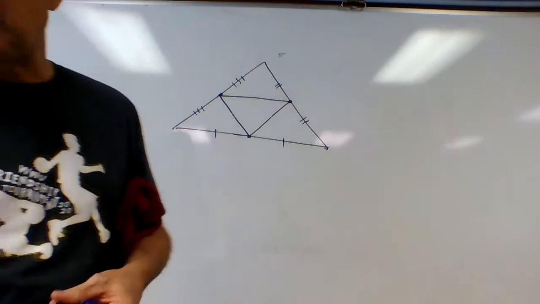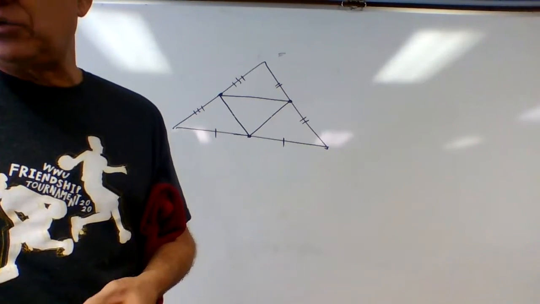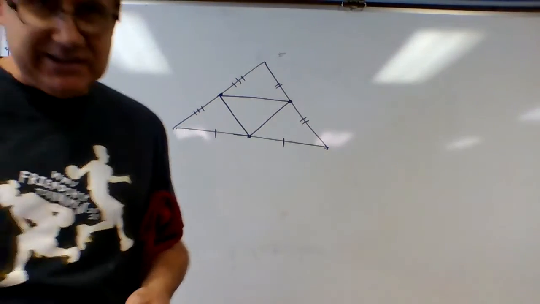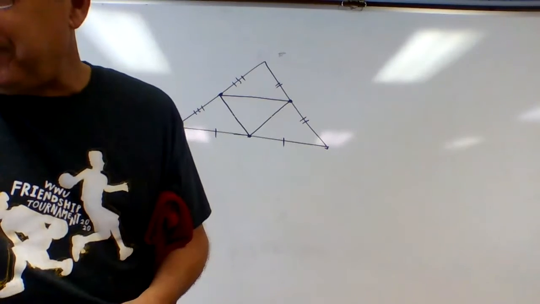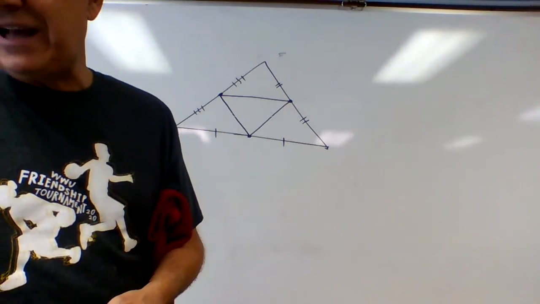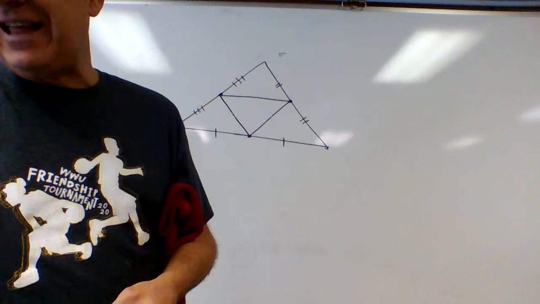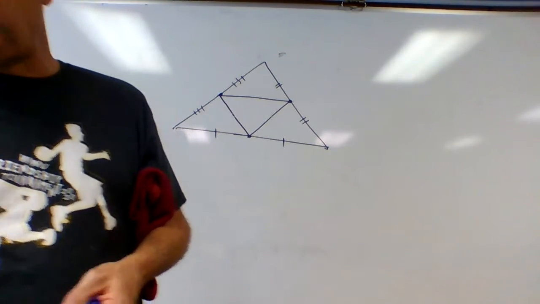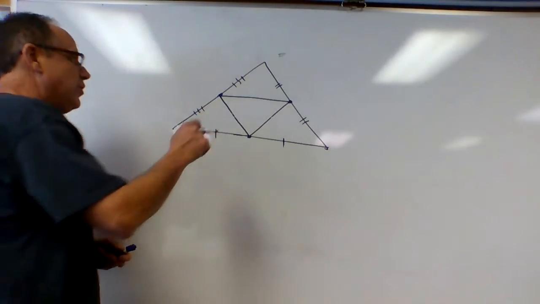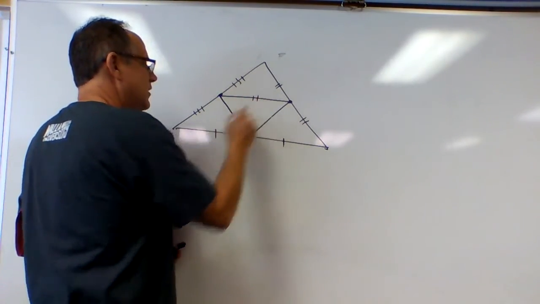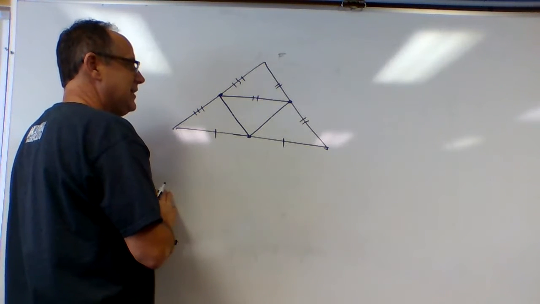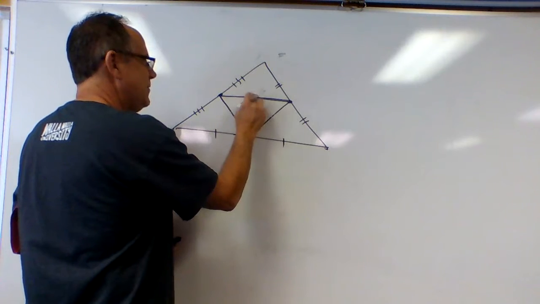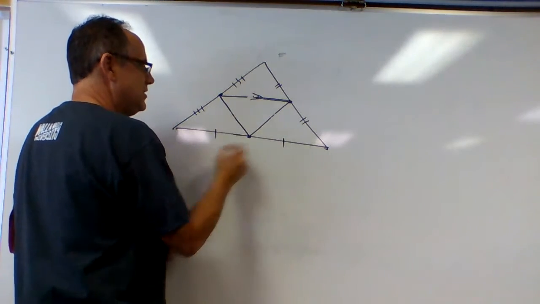So a special case of the triangle proportionality theorem is the triangle midsegment theorem. At the bottom of page 491, a midsegment of a triangle is parallel to one side of the triangle, and its length is 1/2 the side length of that side. So this side is going to be parallel to this side.